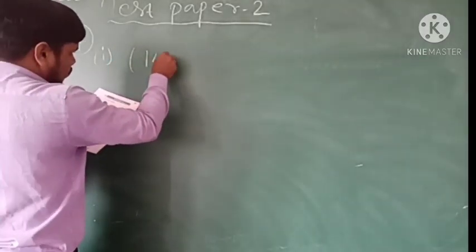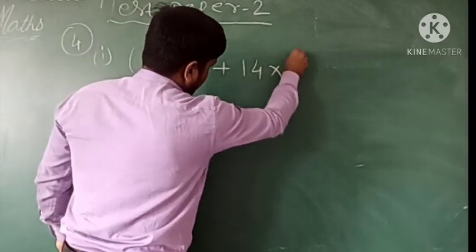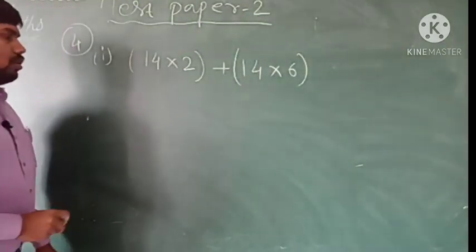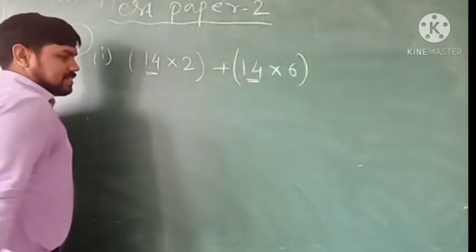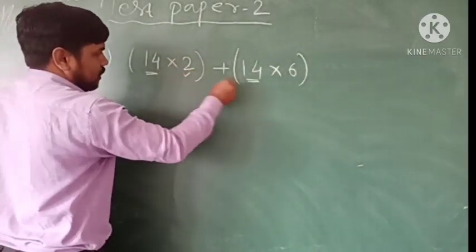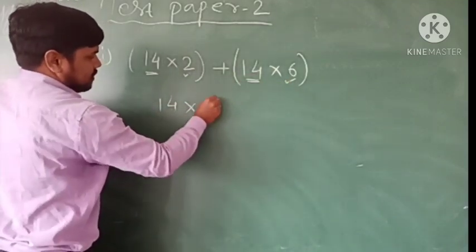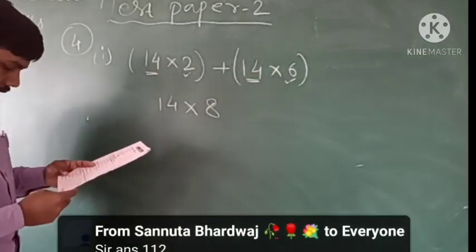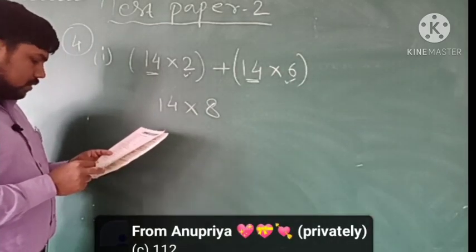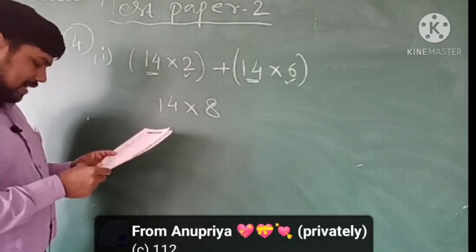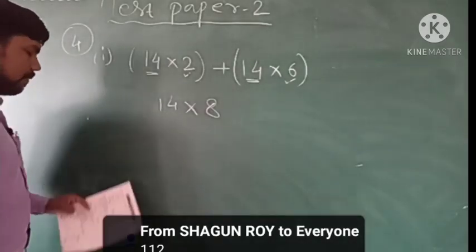14 multiply 2 plus 14 multiply 6. So here we can see both are 14 and we have multiplication in both cases. So we can add this one and this one. So it will become 14 multiply 2 plus 6 is 8. Can you check if this is anywhere here? So we'll multiply and check. So 14 times 8, how much?